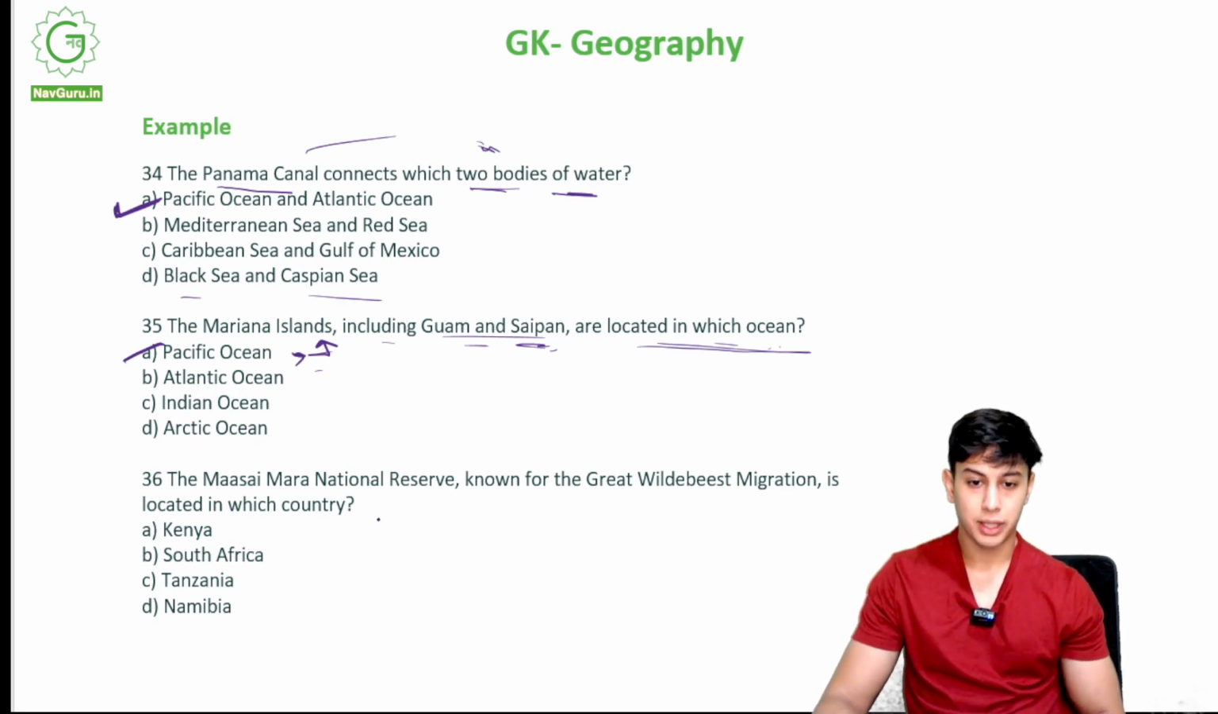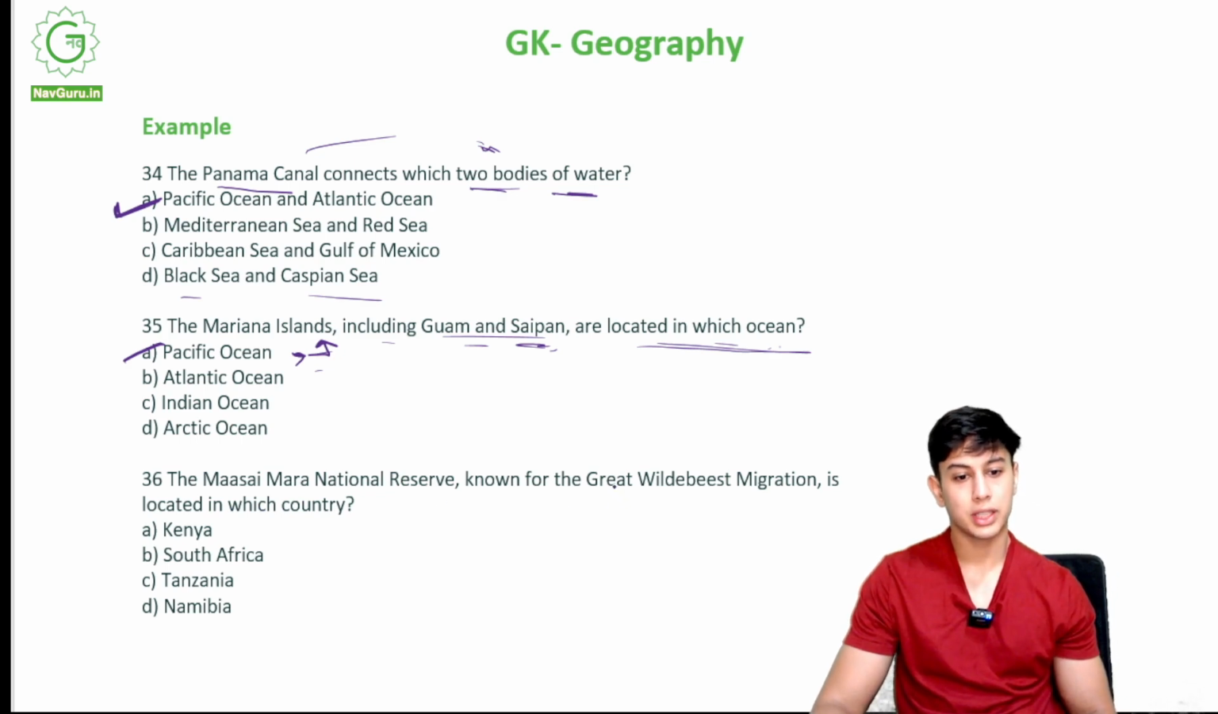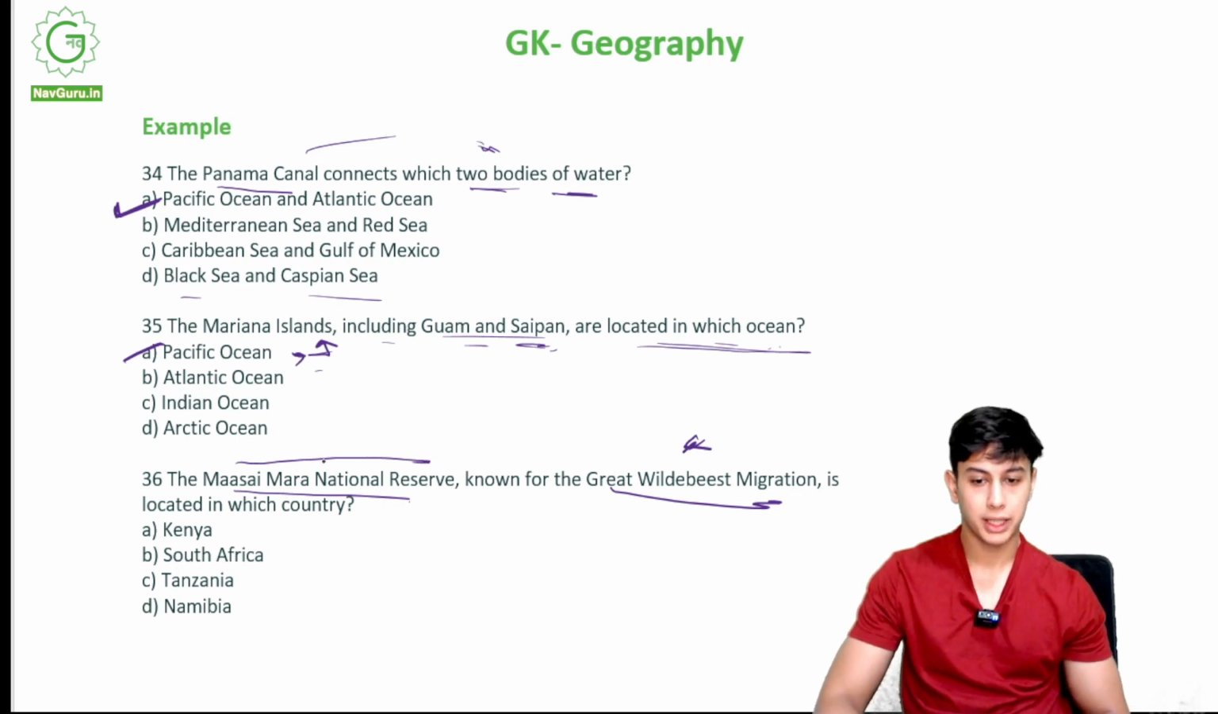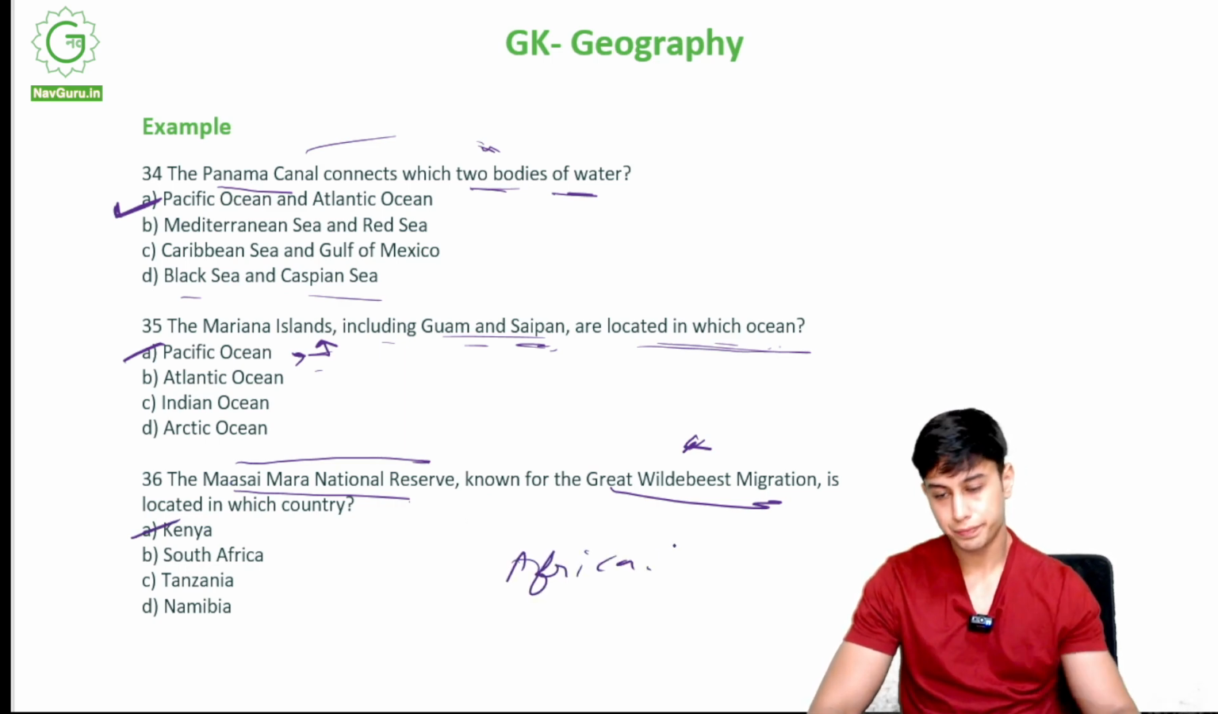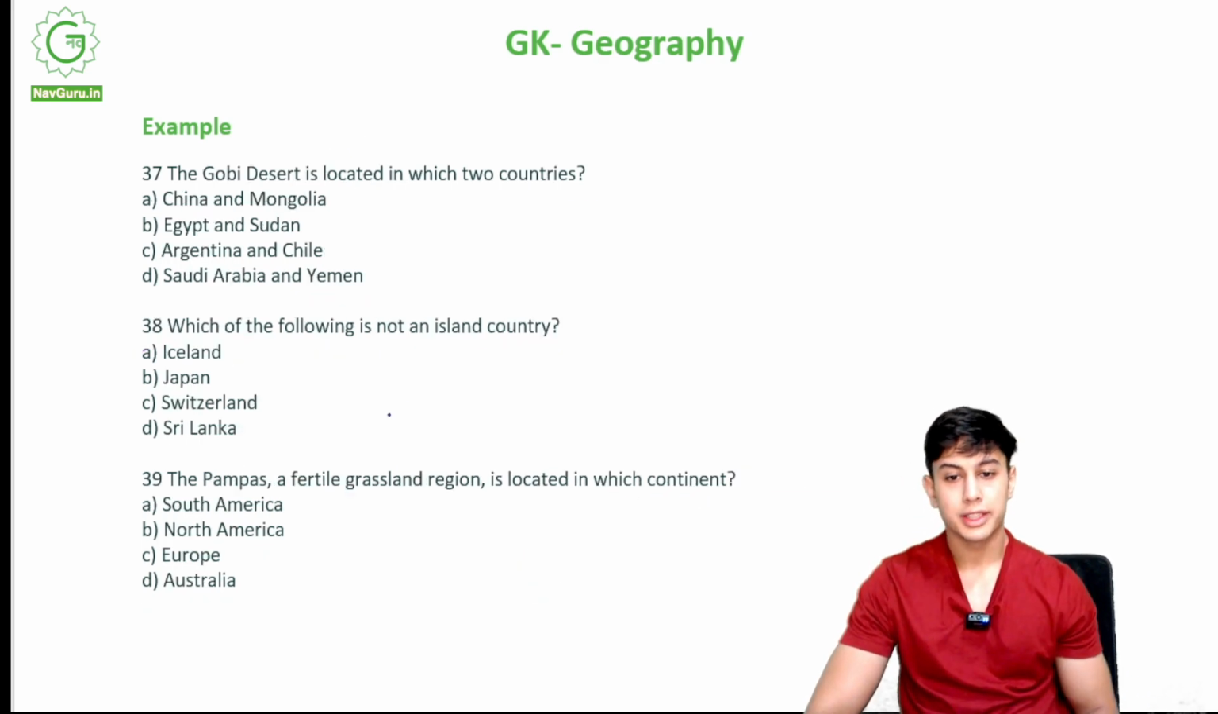The Masai Mara National Reserve, known for the great wildebeest migration, is located in which country? This is a general question about a national reserve. It has the migration of wildebeest. Wildebeest are also animals and they migrate in huge numbers. So it is located in which country? Right, it is in Kenya. It is in Africa.